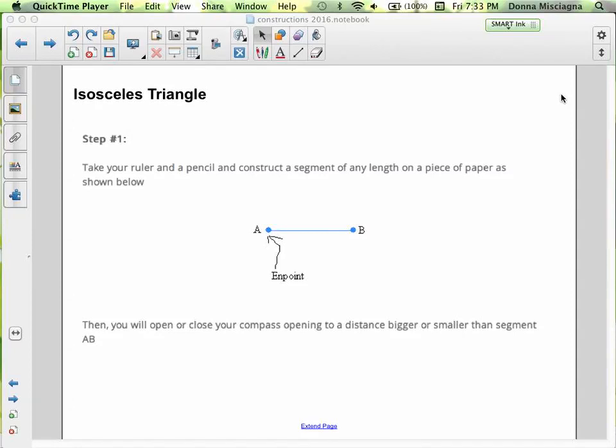So let's look at how to construct an isosceles triangle. We're going to make an isosceles triangle, where we have two sides that are exactly congruent.